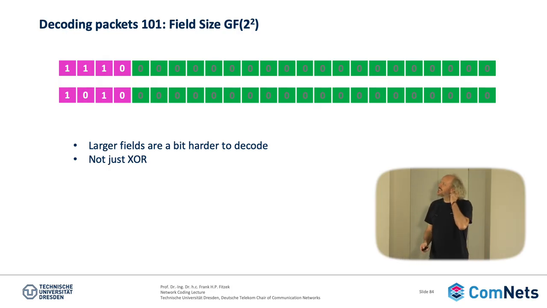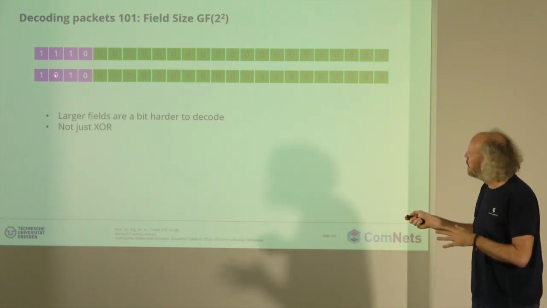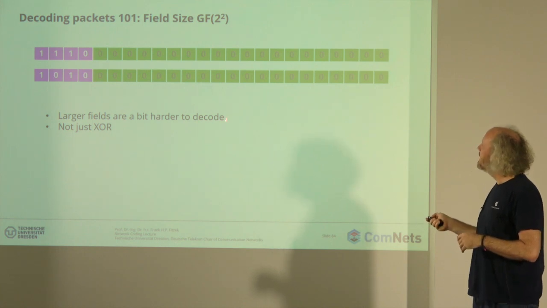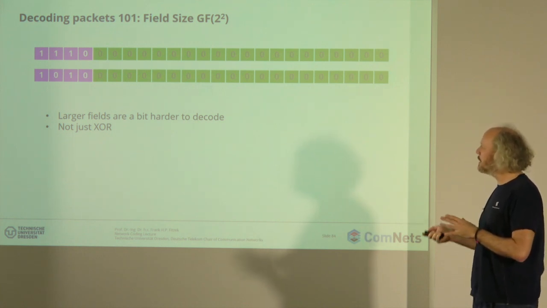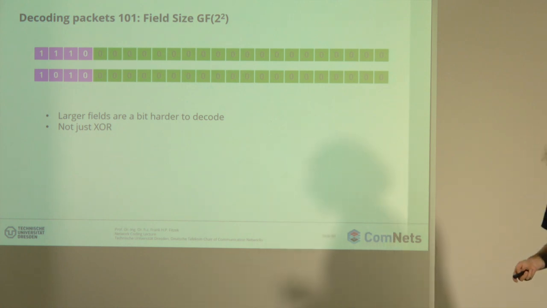So just to show you what we do with field size 2^2. And now we have only two packets, you know? This means packet 1, packet 2. Packet 1, packet 2. So this is a little bit harder to decode. It's not just XOR. So how does this work? Still, what we would like to have is 1100. What does it mean?